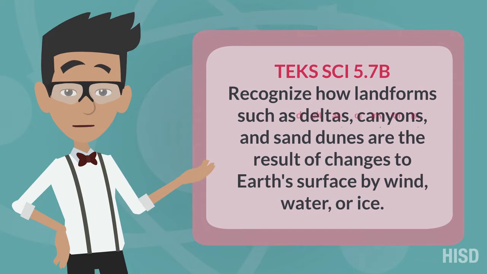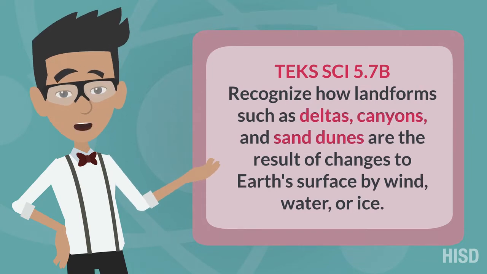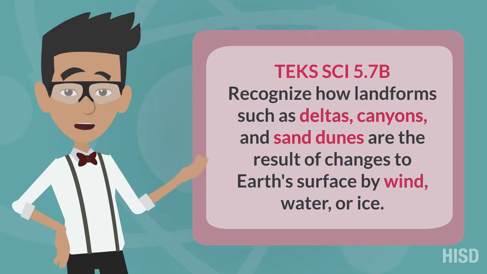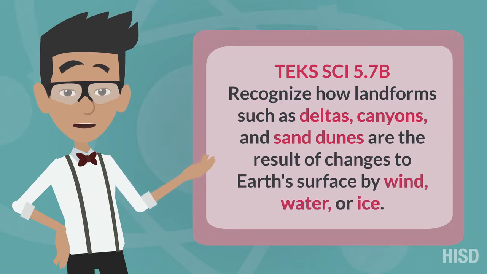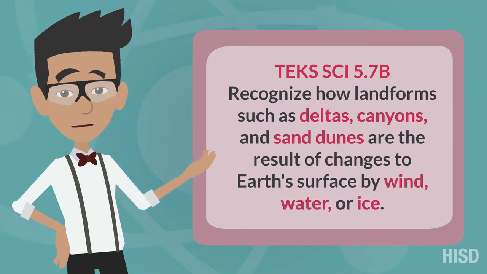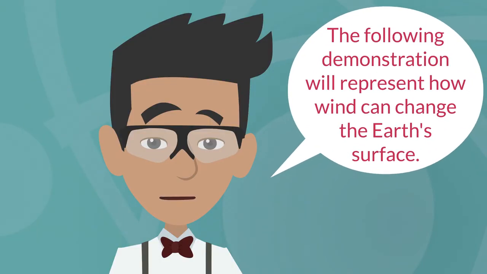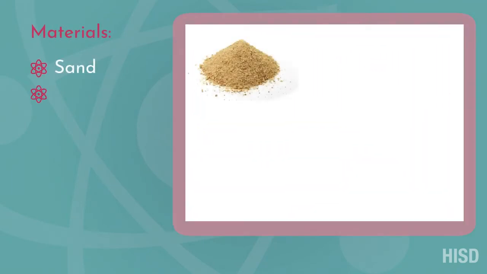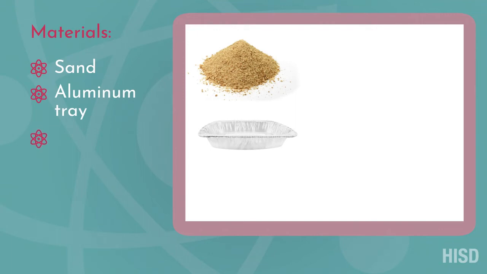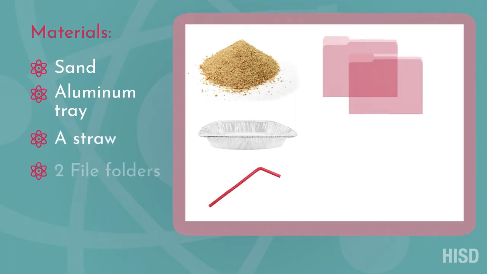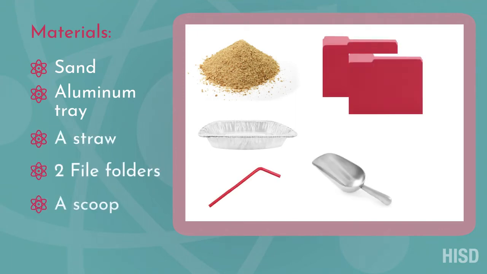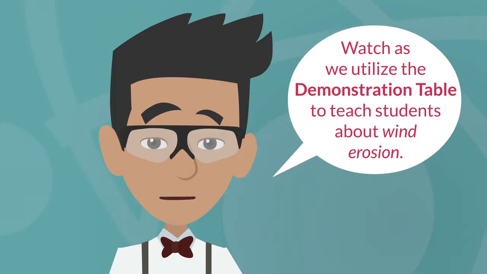Recognize how landforms such as deltas, canyons, and sand dunes are the result of changes to Earth's surface by wind, water, or ice. The following demonstration will represent how wind can change the Earth's surface. For this activity, you will need sand, aluminum tray, a straw, 2 file folders, a scoop, and tape. Watch as we utilize the demonstration table to teach students about wind erosion.